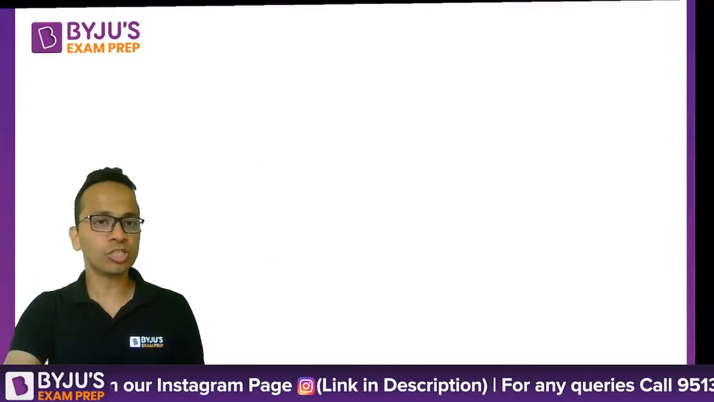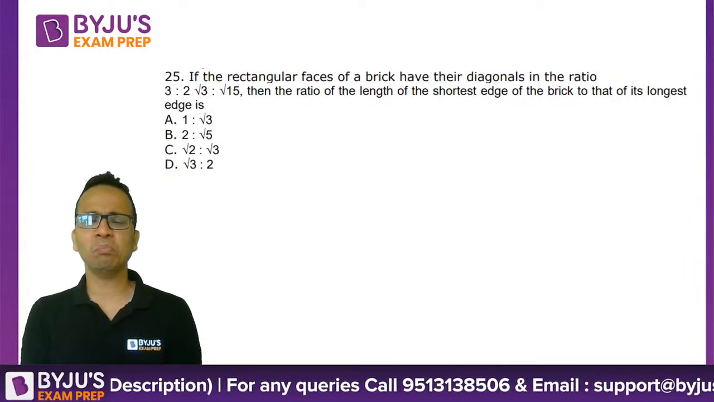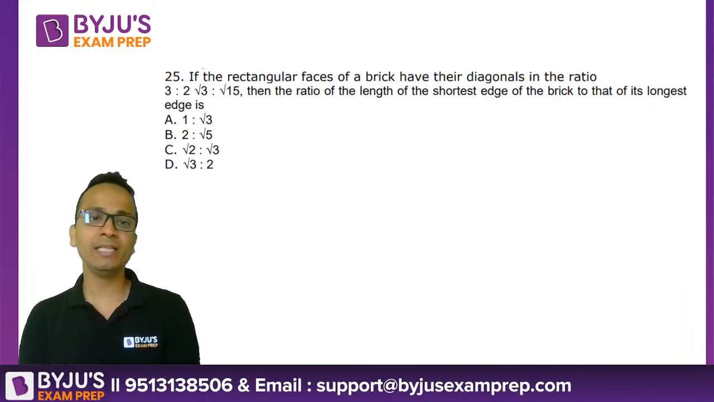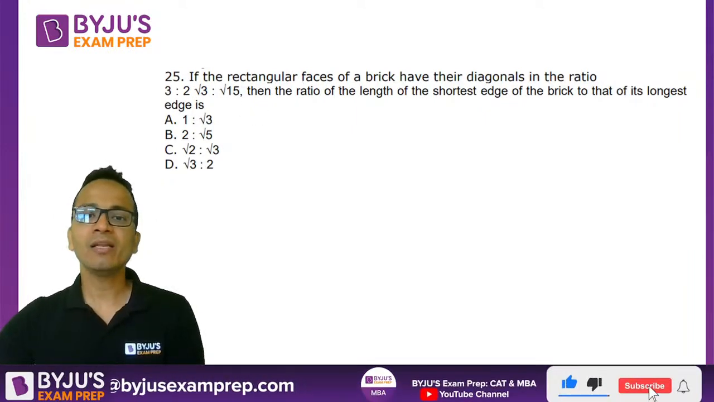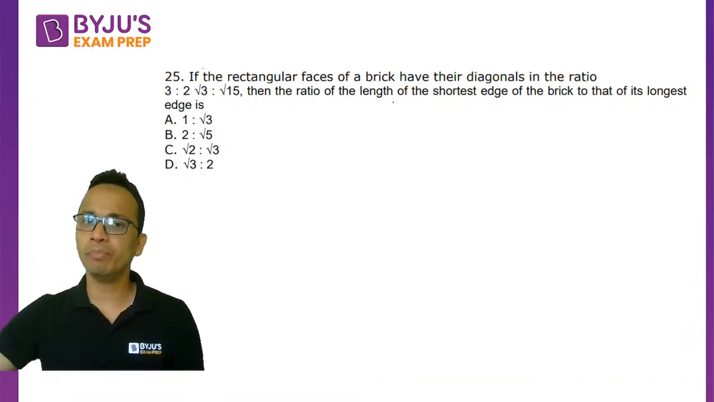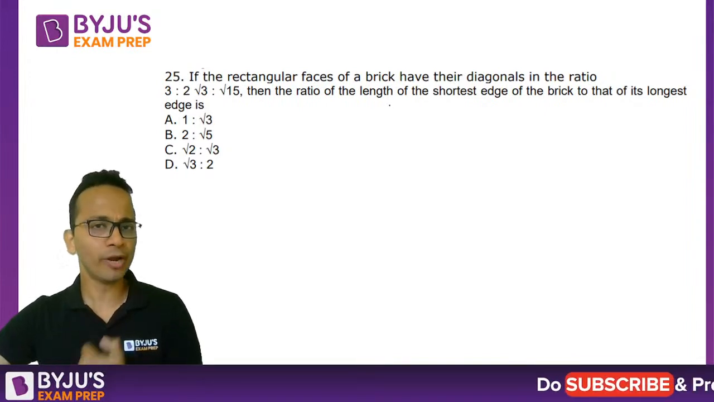So let's move on to question number 25. क्वेश्चन नंबर 25 बहुत इजी क्वेश्चन है, बट थोड़ा सा लेंदी है. ज्यादा लेंदी नहीं है, थोड़ा सा लेंदी है. Okay. So if the rectangular faces of a brick have their diagonals. अब रेक्टेंगुलर ब्रिक है. Okay, rectangular brick, और I can say that it's a cuboid.